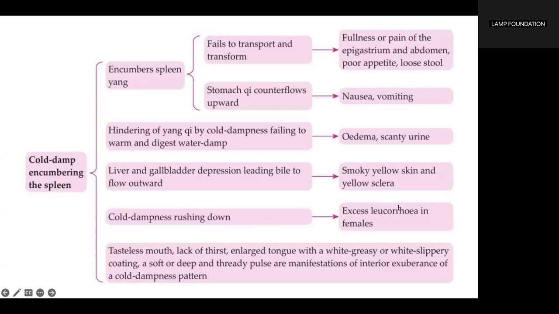This is because a pattern of imbalance is defined by its symptoms and signs. If the symptoms and signs are those that are seen in damp cold, then that which has caused the imbalance will, by definition, be damp cold in nature and will be treated accordingly.